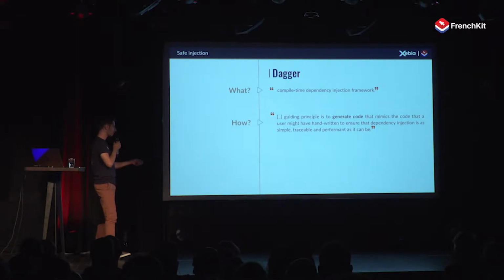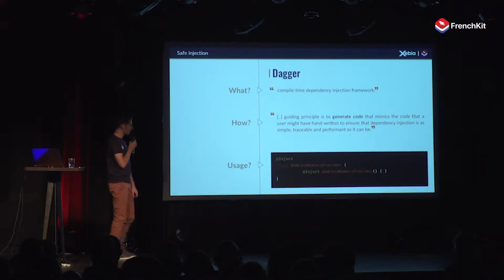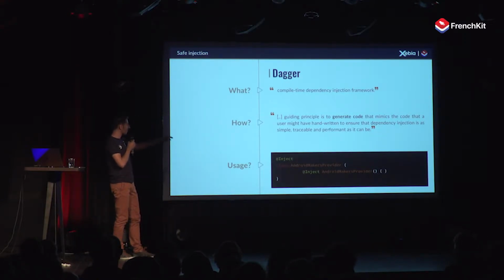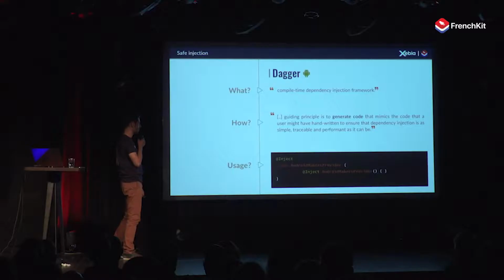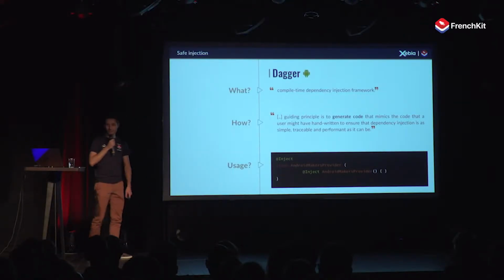And how do you use it? Well, it's pretty simple, just with annotations. With the annotations, it generates the code and you get the dependency available at compile time. But as you may have noticed, this is not Swift. This is Java, some Android code. This is not a big deal. We can all migrate to Java and Android.